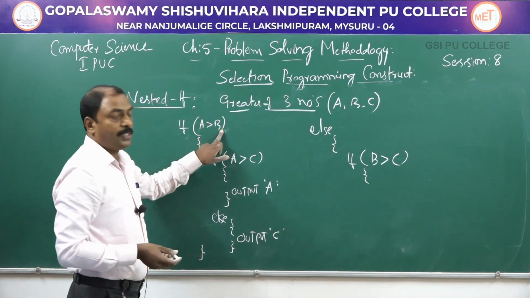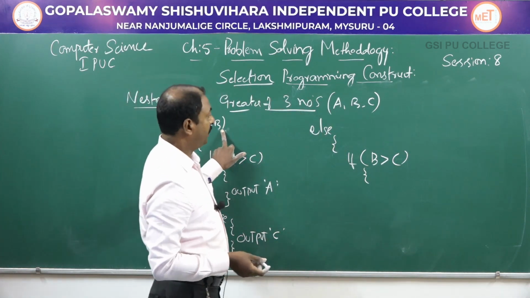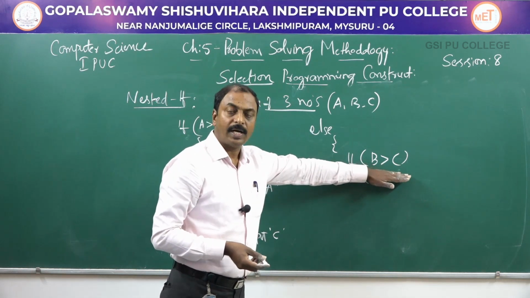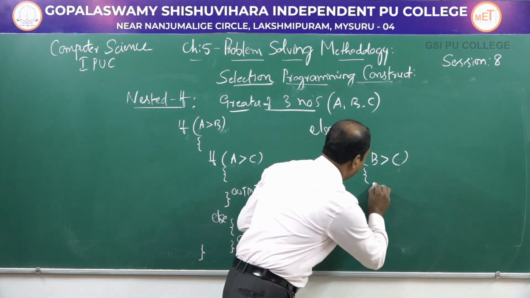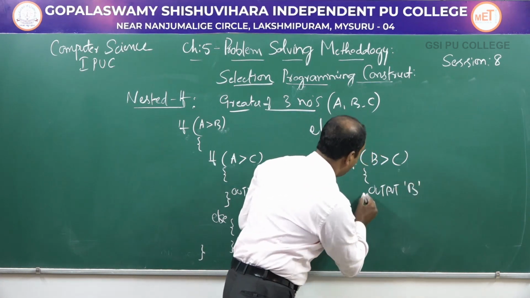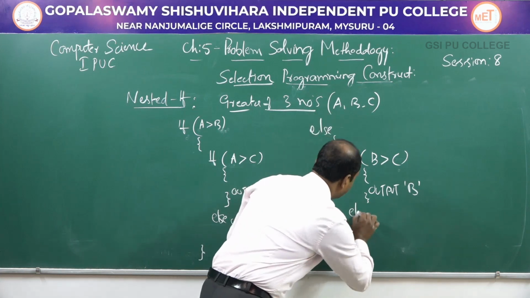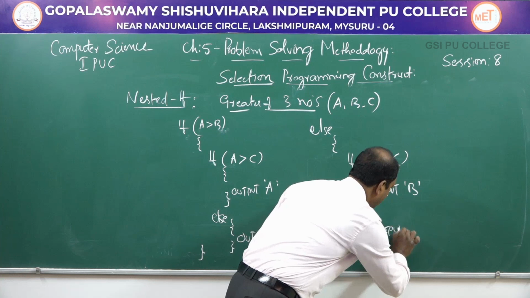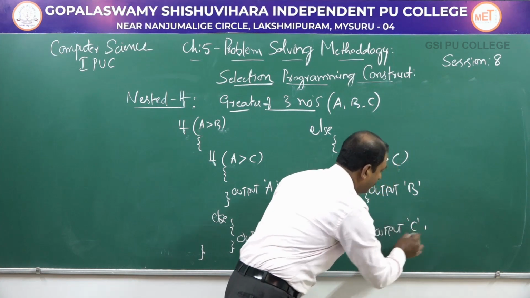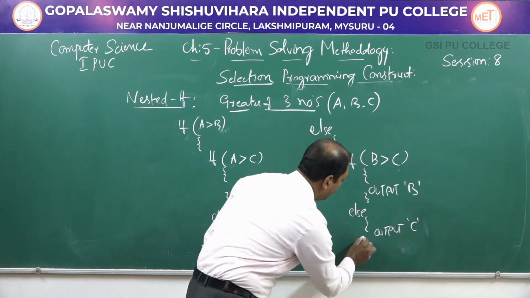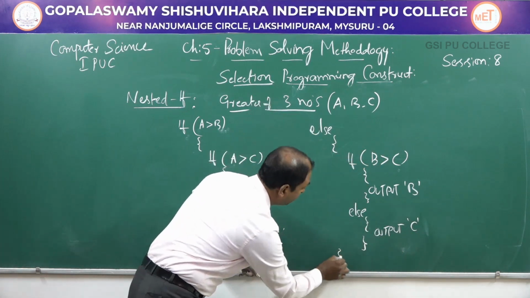Here, if B is greater than C. A is greater than B, no, then B is greater than C. If B is greater than C, we have to output B, closing if, else output C, closing this. I am closing this else.